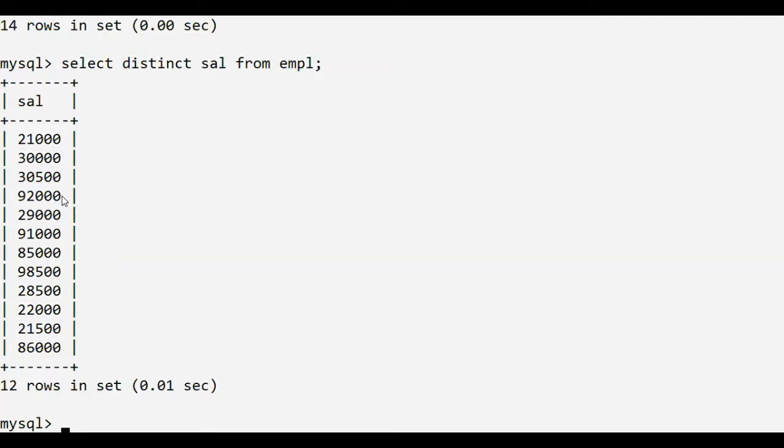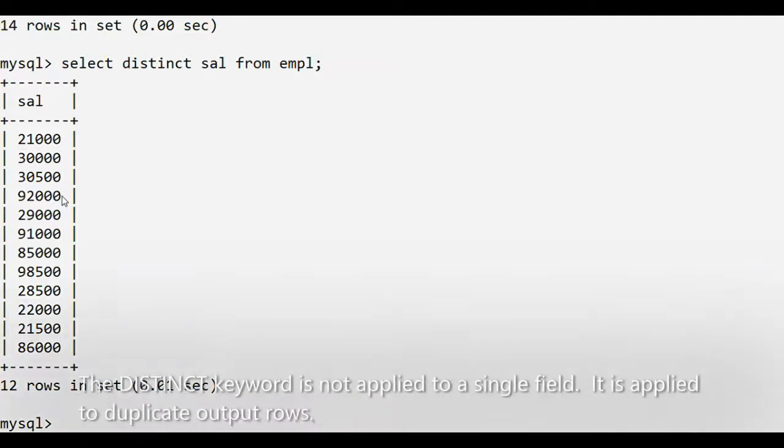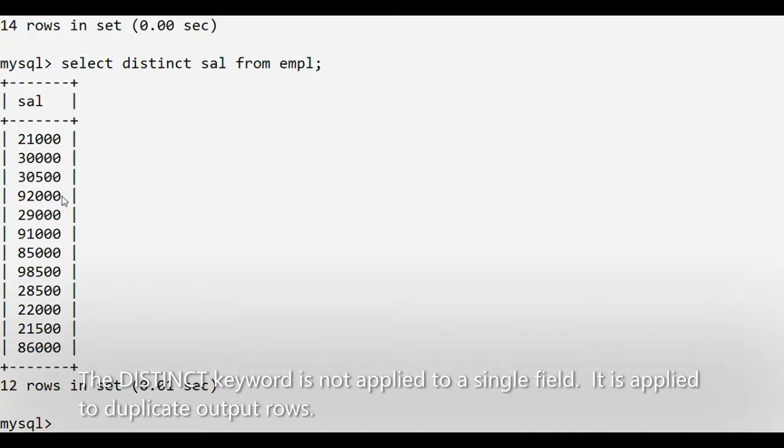So the distinct keyword is used to eliminate duplicate data in the output. It shows only one occurrence of the repetitive data. The distinct keyword is not applied to a single field. The distinct keyword is applied to duplicate rows. Let's take one more example to understand the distinct keyword.